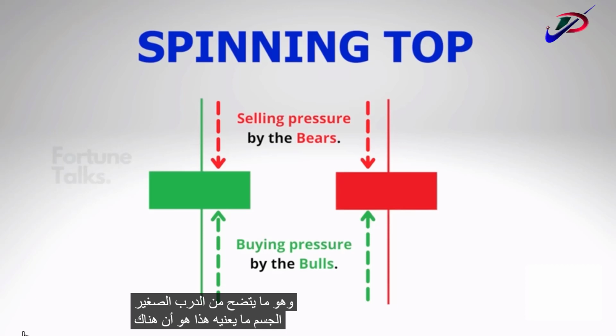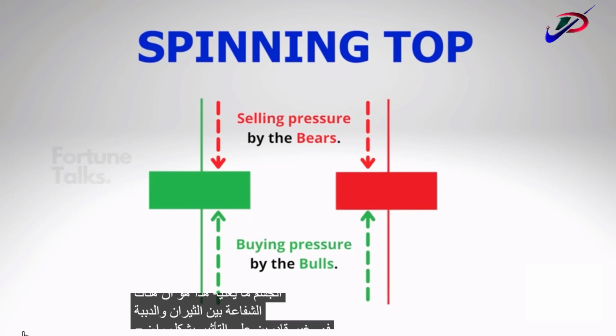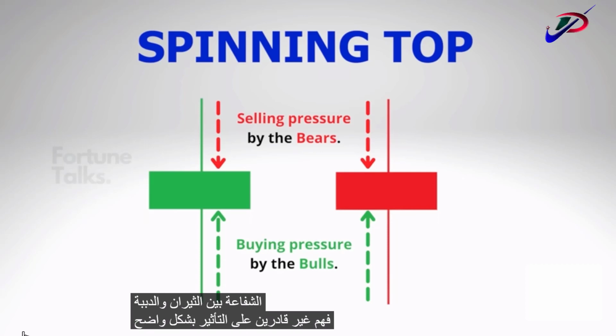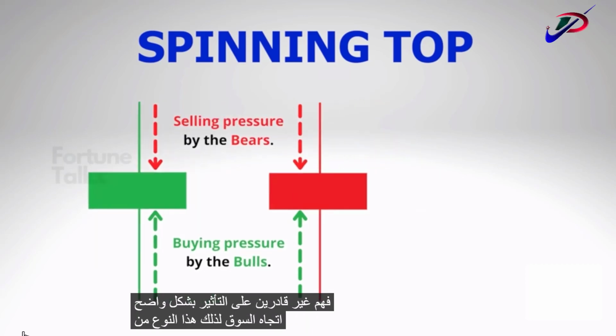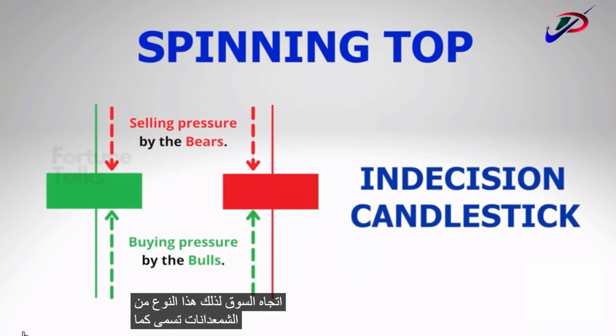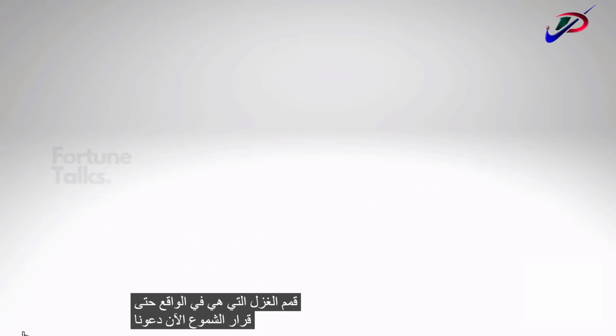What this means is that there is an indecision between bulls and bears. They are not able to clearly influence the market direction. So this type of candlestick is called spinning tops, which are actually indecision candlesticks. Now let us consider two situations where spinning tops can be formed, and let us discuss what the outcomes are.